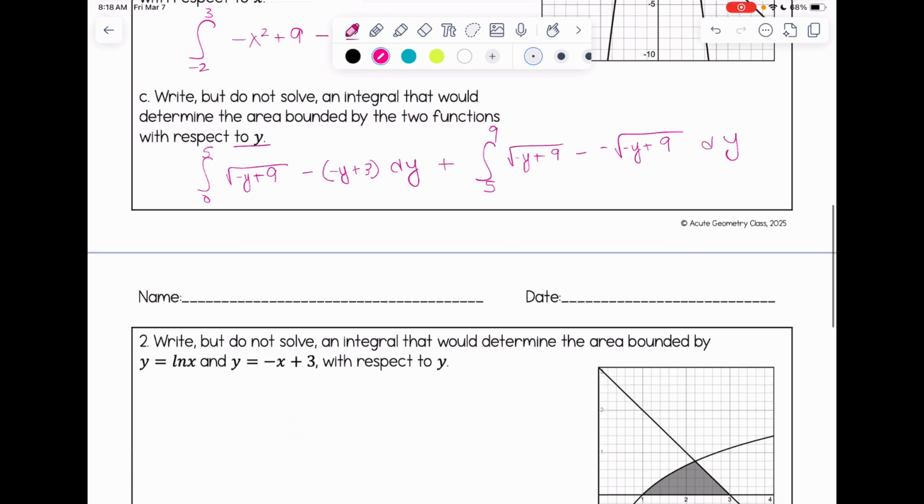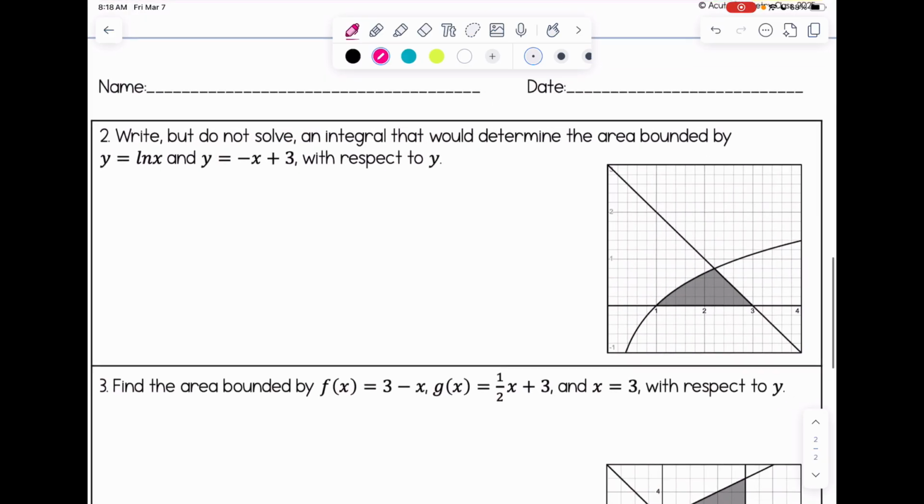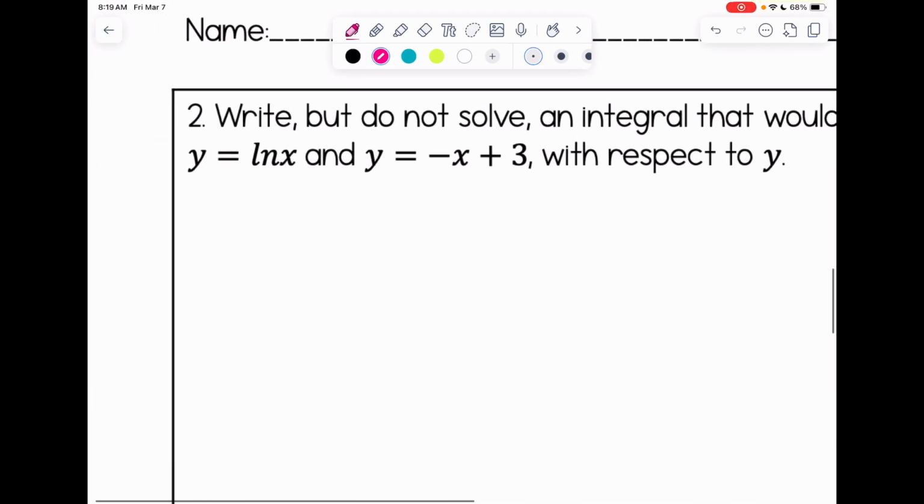Let's try another one where we're simply just setting up integrals, but this one you'll see is a little bit better. So if I take a look at this one, it says write but do not solve an integral that would determine the area bounded by y equals ln of x and y equals negative x plus 3 with respect to y. All right, well, I notice if I'm going to do this with respect to y, I need these in x equals format. So what I'm going to do, I'm going to put e as the base on both sides. So I have here e to the y is equal to x. And over here, I want x by itself. So if I add x to the other side and then subtract the y over, I have x equals 3 minus y.